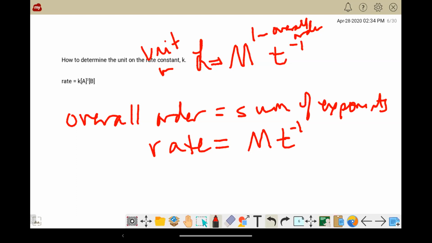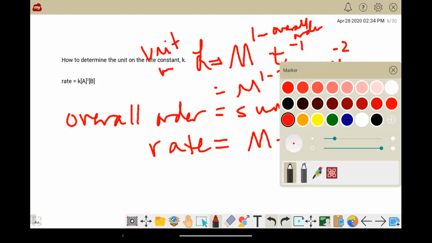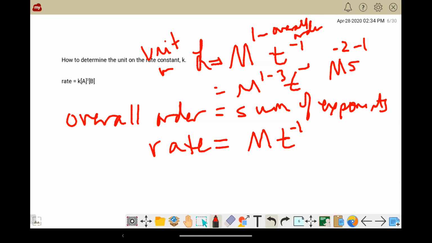So for this example, let's say we have rate equals K times A squared times B. So our overall order is 3. The sum of our exponents is 3. So the units on K would be molarity 1 minus 3, time to the -1. Or molarity to the -2, and then let's say it was measured in seconds to the -1.